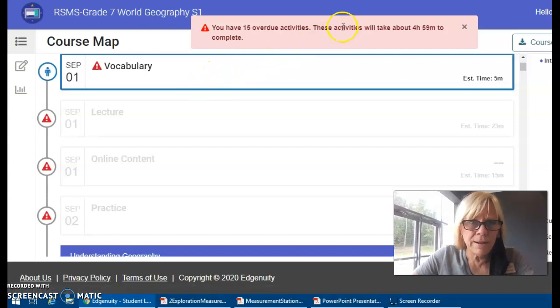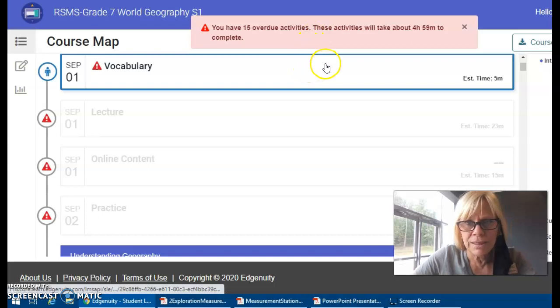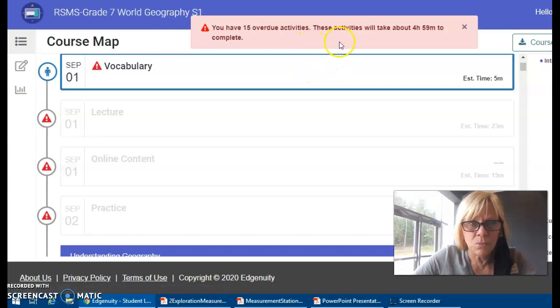Now, don't worry about this person. If you see they have 15 overdue activities, this is just an account that we have created here at school so that we can see what students are looking at. So you probably don't have this many overdue activities, but if you do, that's okay too, because remember, this is a daily agenda. It's a calendar to keep you on track.